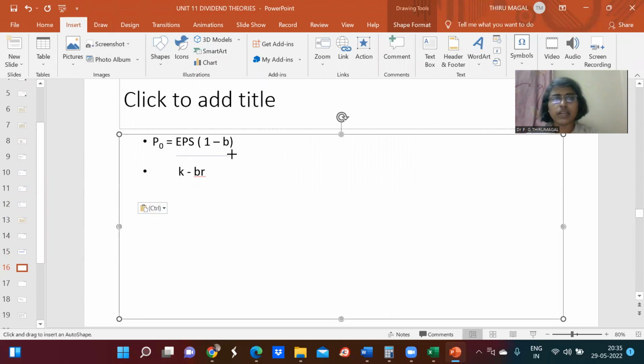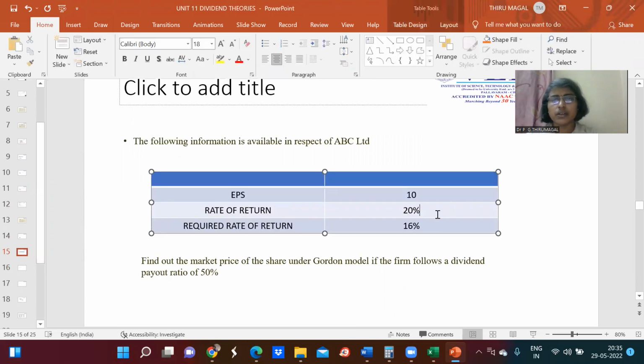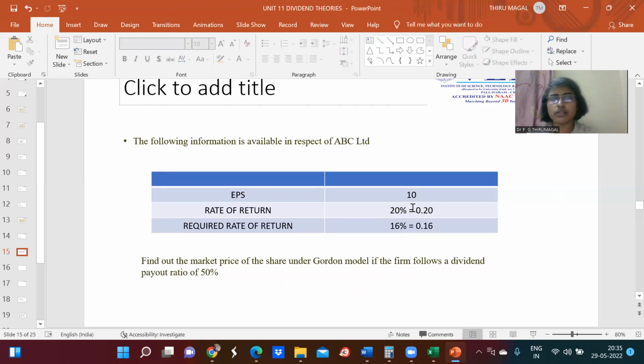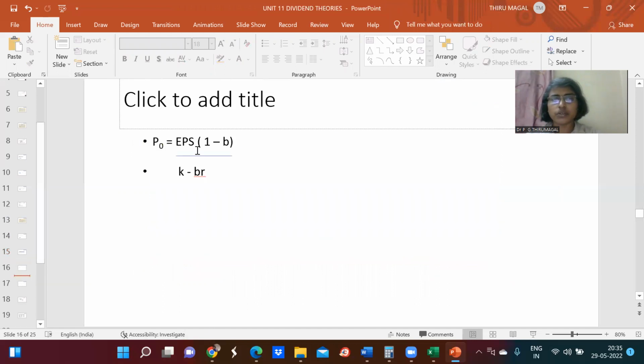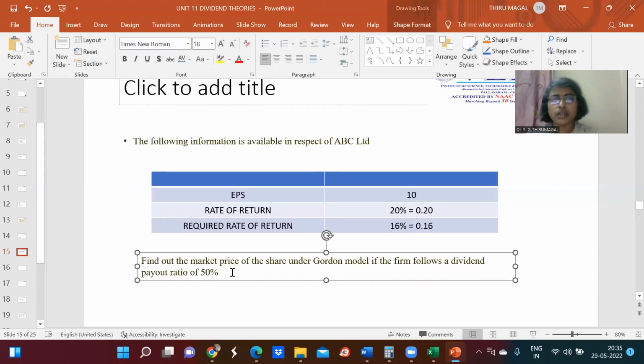So now we'll fill in the data that is given in the problem. In the problem, EPS is given, so this is 0.20 and this is 0.16. Now we'll use all the values. EPS is 10, so instead of EPS, I'm going to use 10. And for the B value, see here, the dividend payout ratio is 50% is given.